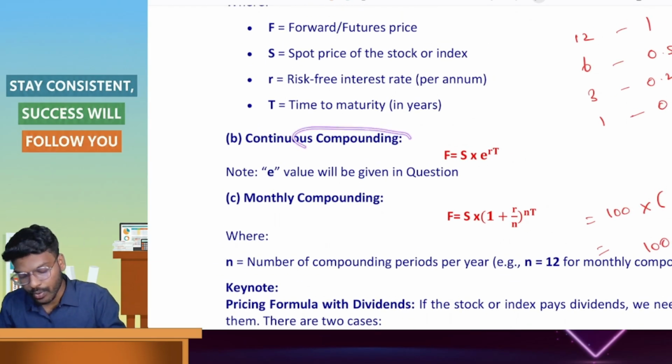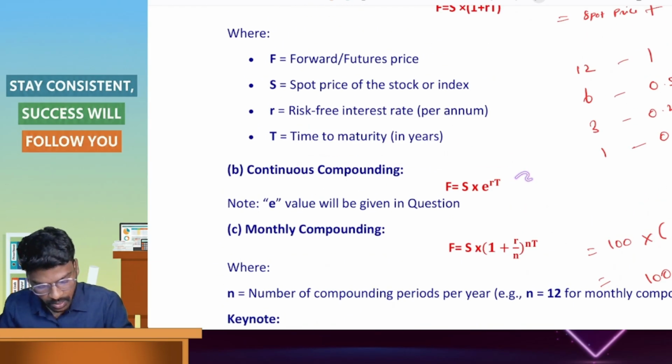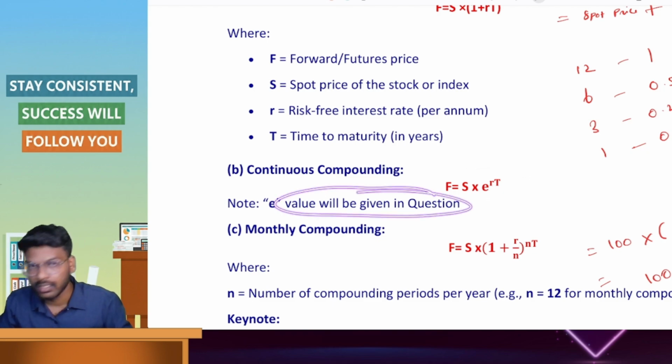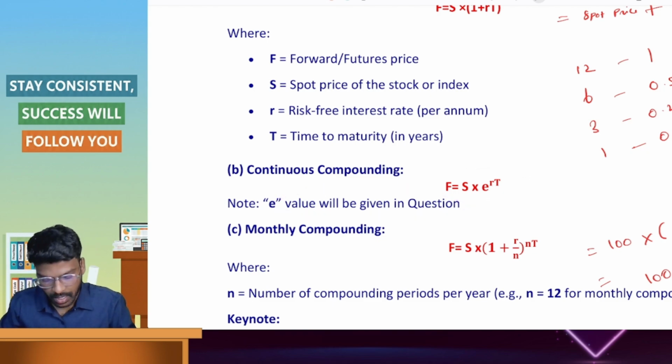In case of continuous compounding, e power rt will be used. The e value computation is not required for you. It will be directly given in the question. The e value will be given in the question. The simple method.